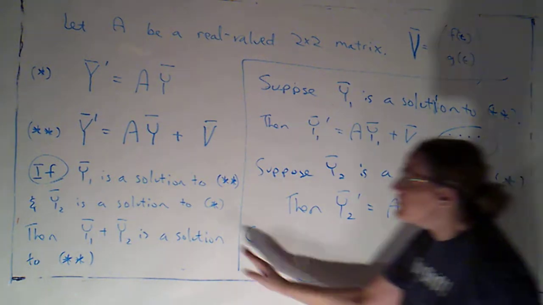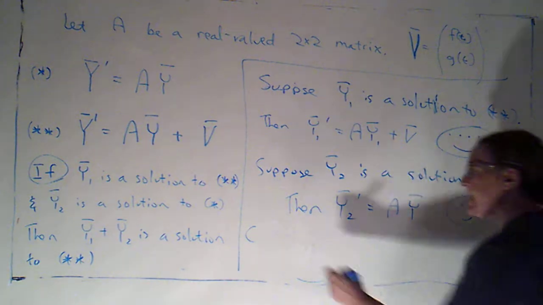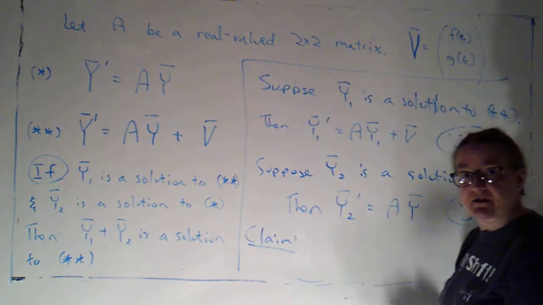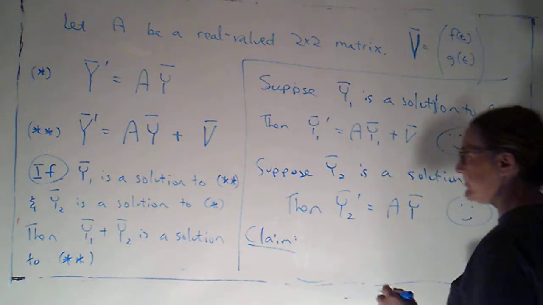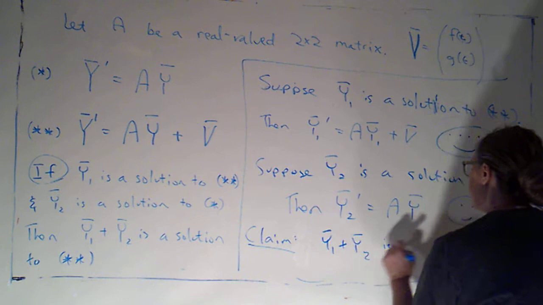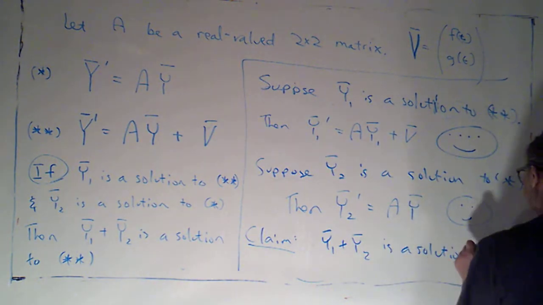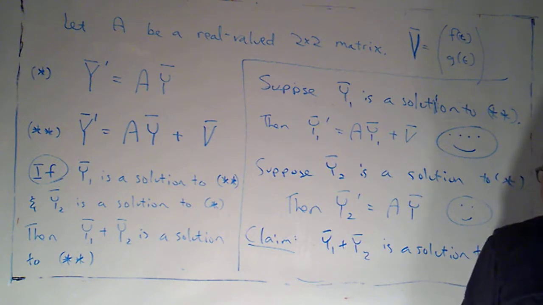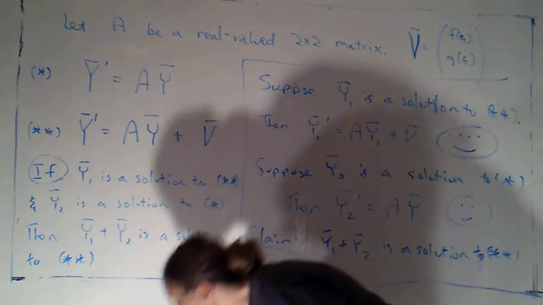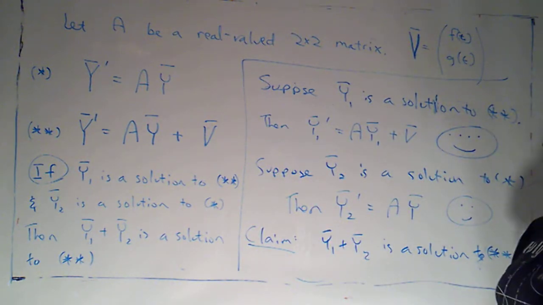Okay. So then I need to prove the then part. I find it helpful to just write down claim and state the then part so that I've got the thing that I'm trying to prove. So I'm claiming that y1 plus y2 is a solution to double star. And just like with my suppositions, I want to spell out what that means.